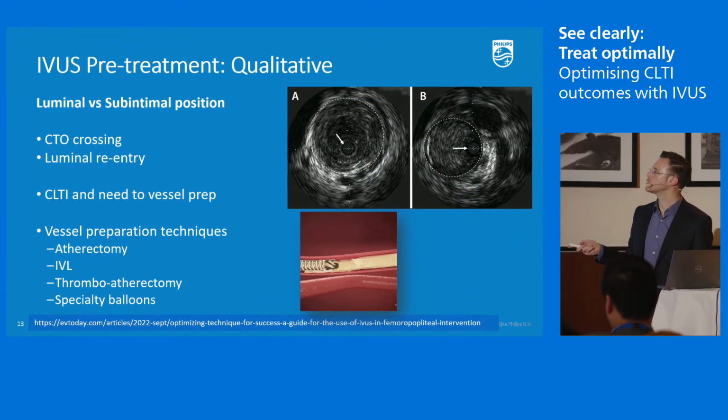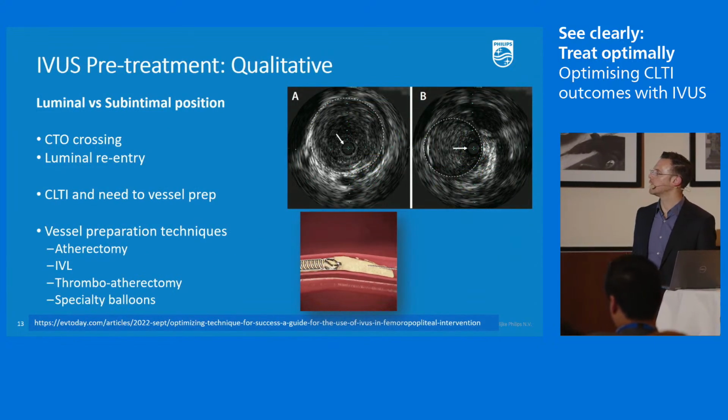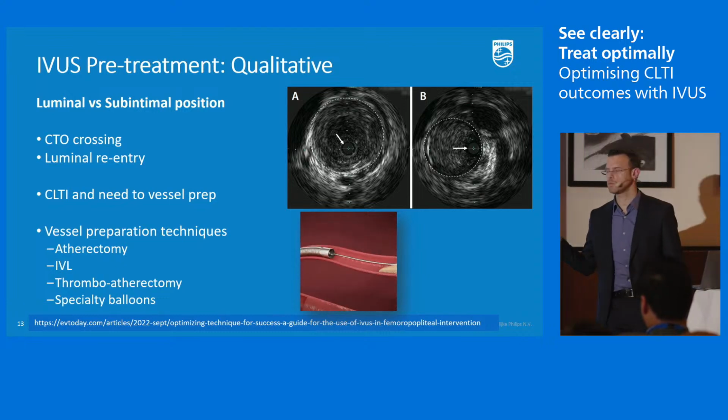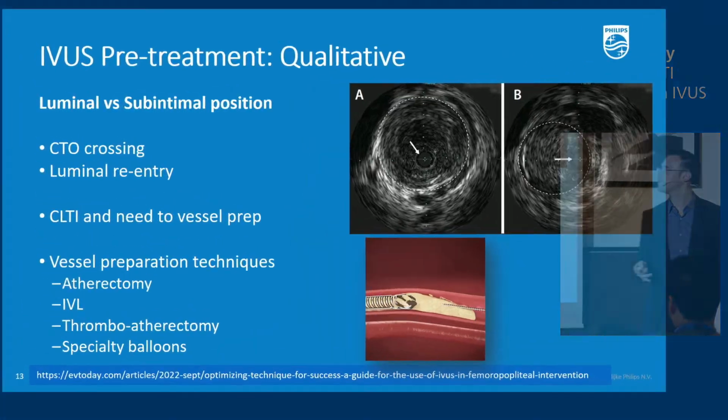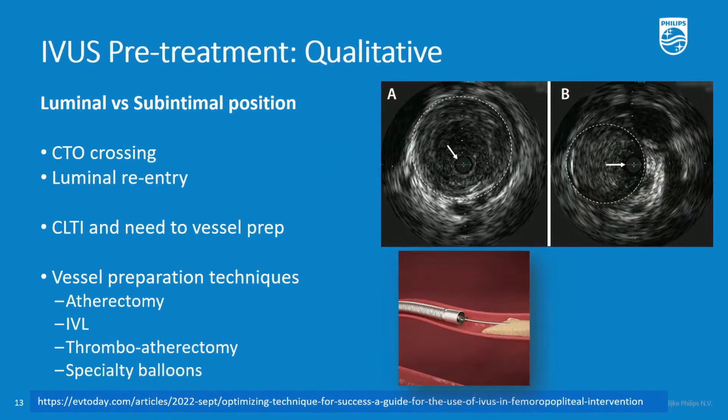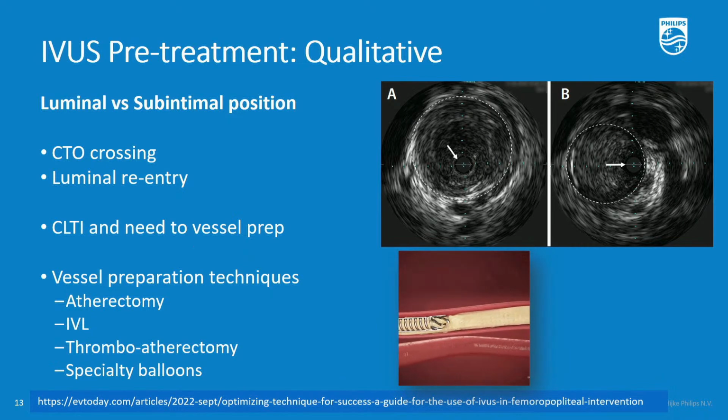And then, of course, where in the vessel are you? And why is this important? Well, we associate a larger number of CTOs with the CLTI populations, areas where we re-enter the lumen. Are we going to necessarily be using the atherectomy devices in these areas? Well, the answer is often they are contraindicated in subintimal passages. So it's important to know where you are, isn't it? And will that guide your choice of vessel prep? I suspect it might.